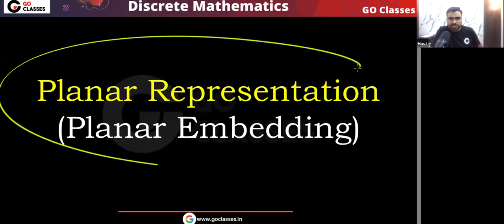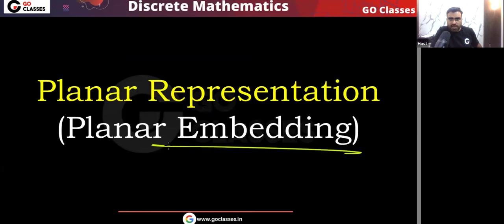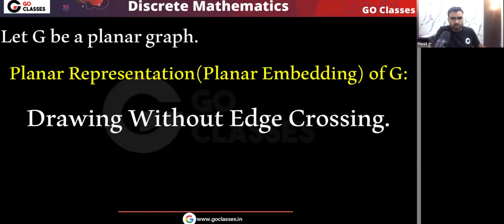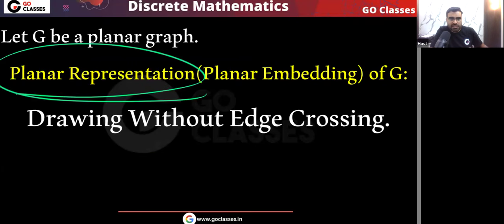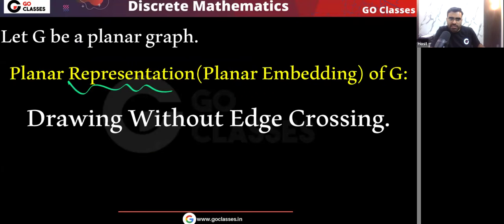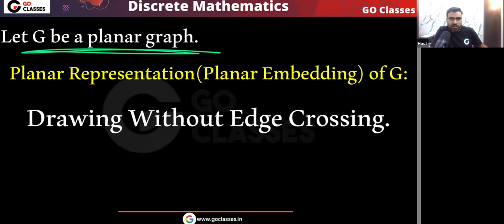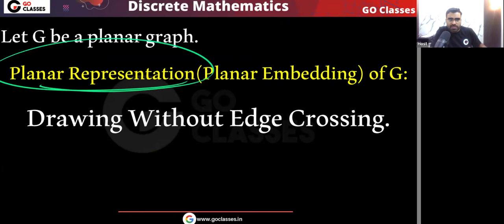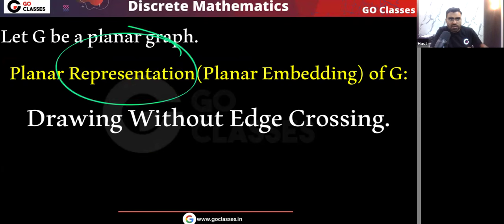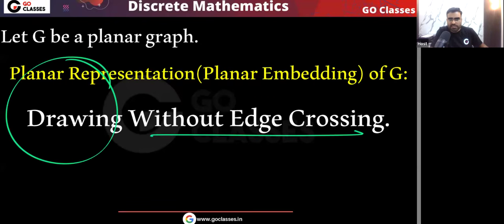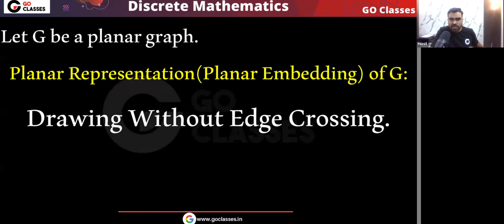Now let's see the next topic, that is planar representation or planar embedding. Let me tell you the definition. Planar representation, the name itself is telling you that it is just a representation. If you have a planar graph, then a planar representation is a representation without edge crossing. For any planar graph, what is a planar embedding? It is the drawing without crossing edges. Is this clear? Any drawing without edge crossing is a planar representation of a planar graph.